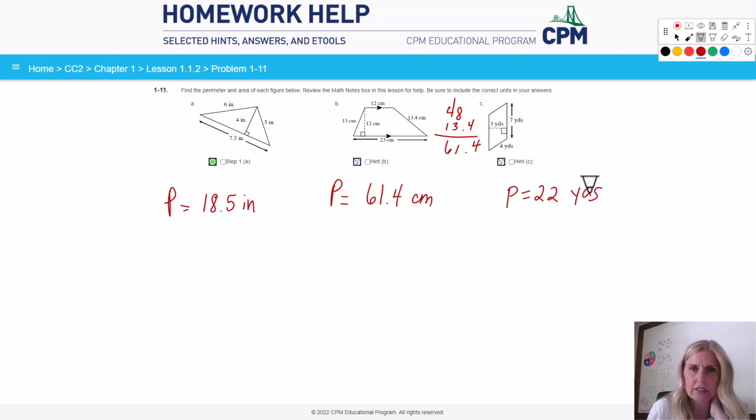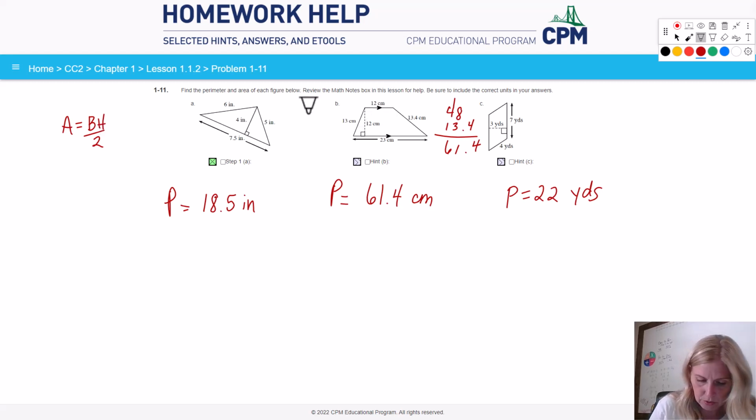Area is not difficult. It's just a little more involved than perimeter. Each shape has its own formula to find area. So I'm going to write the formulas kind of next to them. Triangle is base times height divided by 2.